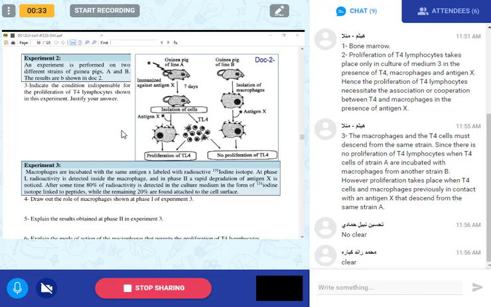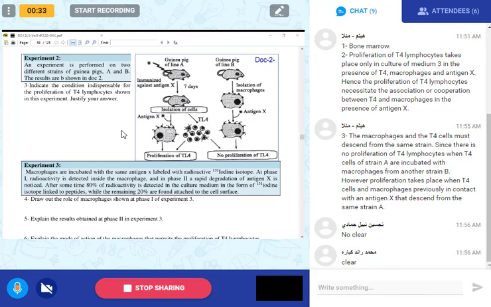Experiment 3. Macrophages are incubated with the same antigen X labeled with radioactive iodine isotope 131. At phase 1, radioactivity is detected inside the macrophage, and in phase 2, a rapid degradation of antigen X is noticed. After some time, 80% of radioactivity is detected in the culture medium in the form of iodine 131 isotope linked to peptides, while the remaining 20% are found attached to the cell surface.